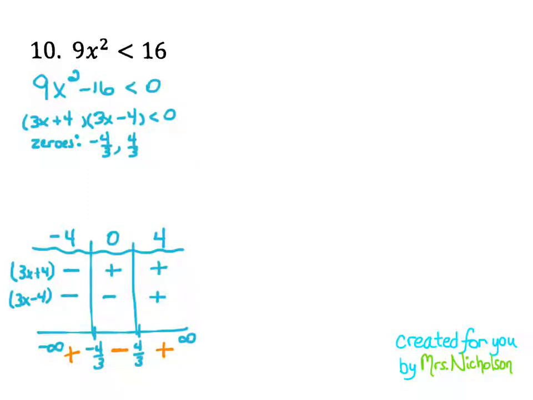Now remember, let's go back and look at our inequality. We wanted to find out where this polynomial is less than 0. Less than 0 means that we're looking for where it's negative. So that, of course, is right here in the middle interval. So it's going to be negative 4/3 to 4/3. And notice that the inequality does not include or equal to. It's just less than. And so we're not going to include those numbers. We're going to use parentheses for our interval.